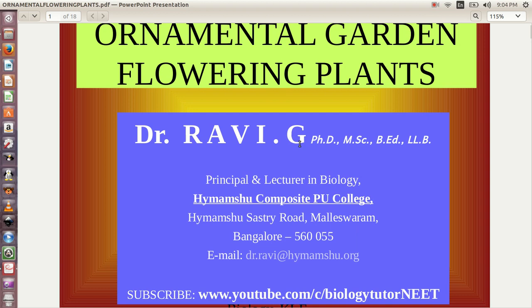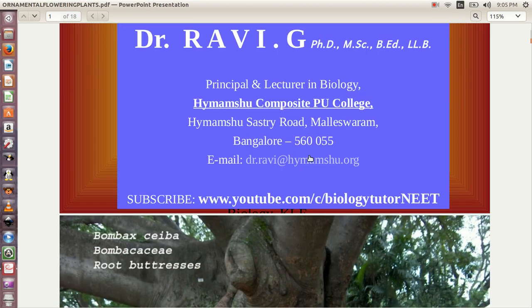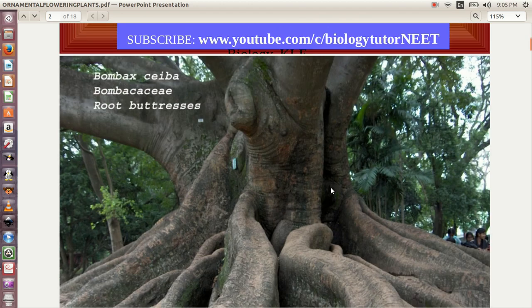Hi friends, today I wanted to discuss some common ornamental garden flowering plants that we grow and the scientific modifications that they have. Before that, I wanted to share this tree, which is also called a silk cotton tree. The silk cotton is very expensive and used for stuffing mattresses and pillows. It is obtained from this plant, Bombax ceiba, Bombacaceae.